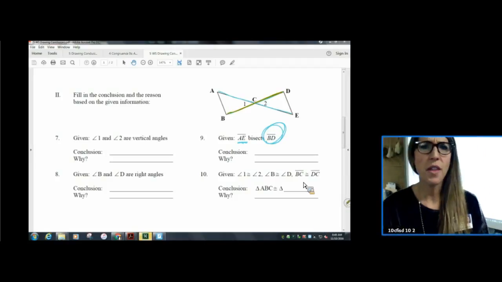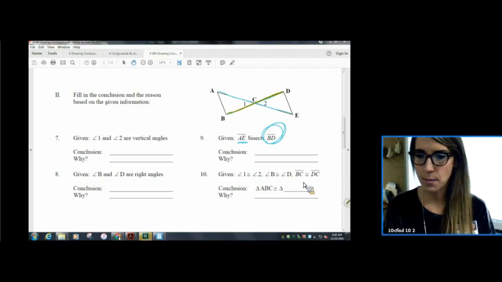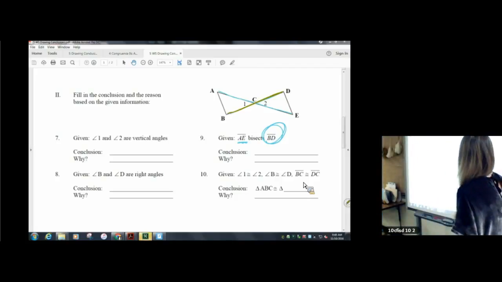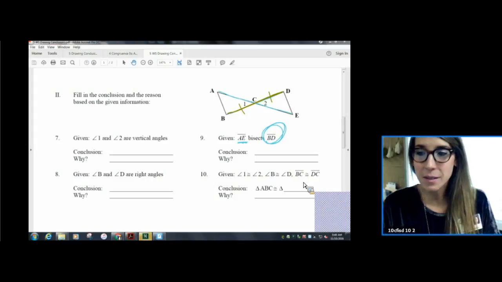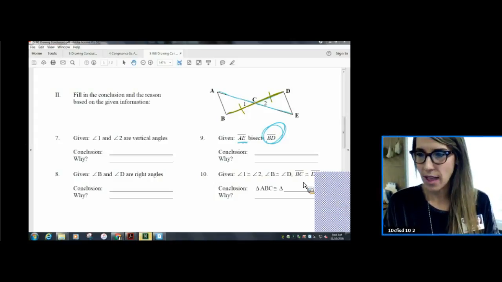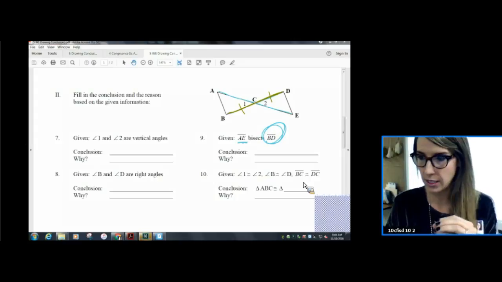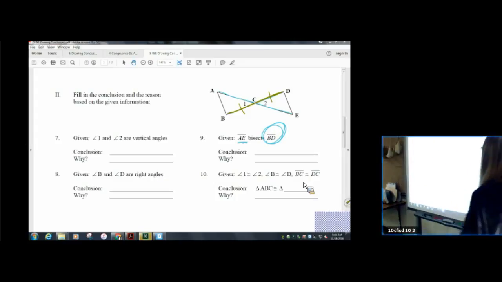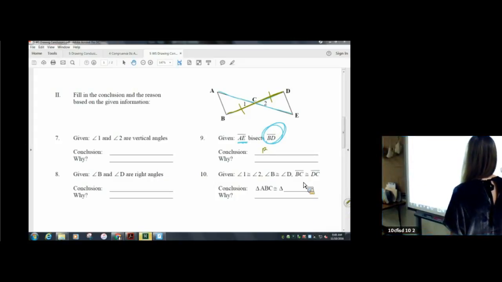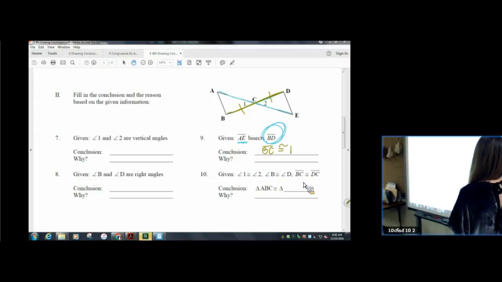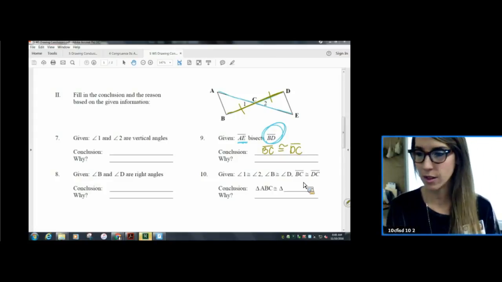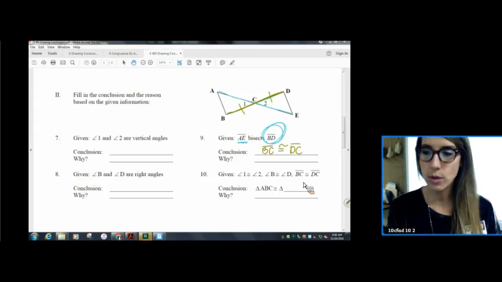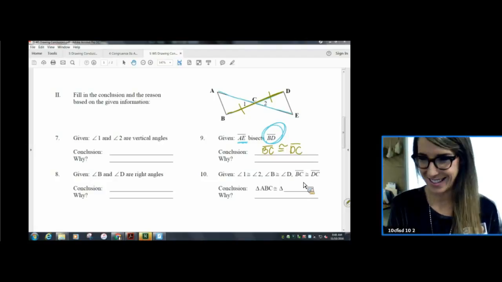So when you're told that a segment got cut in half, what do you add to the picture? You add tick marks. Now we have to write what those tick marks mean. Other people might not know what that means, so we have to conclude it with mathematical language. Conclusion, segment BC is congruent to segment DC. Your conclusion could not have the letter A or the letter E in it. That was the one doing the bisecting, not the one getting bisected.